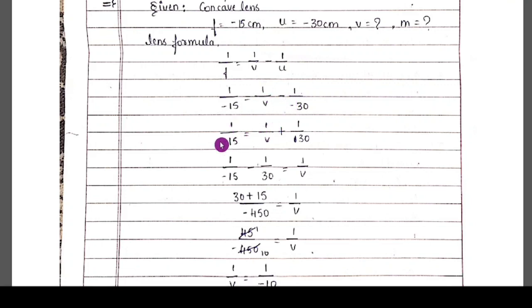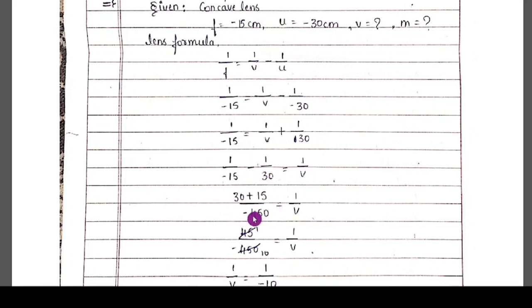So 1 by minus 15 is equal to, here minus is there, so cancelling you will get plus, so 1 by v plus 1 by 30. If you take 1 by 30 to the other side, plus changes to minus, so it will become 1 by minus 15 minus 1 by 30 is equal to 1 by v.